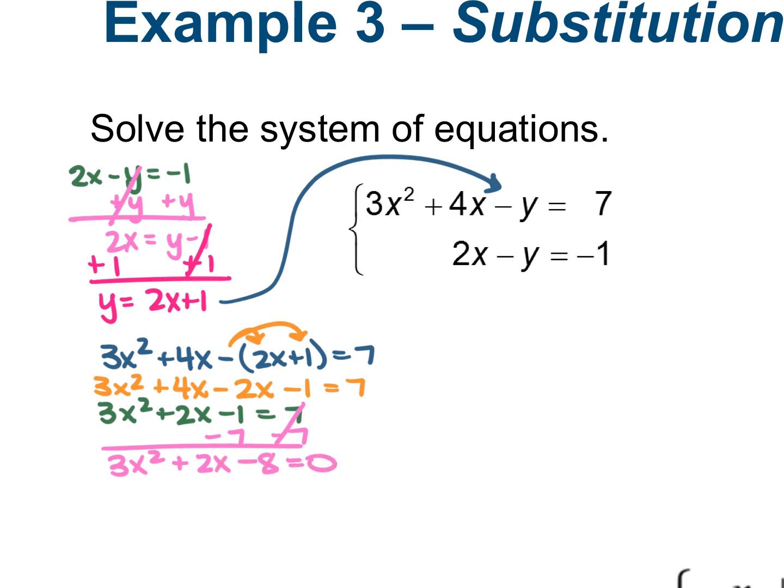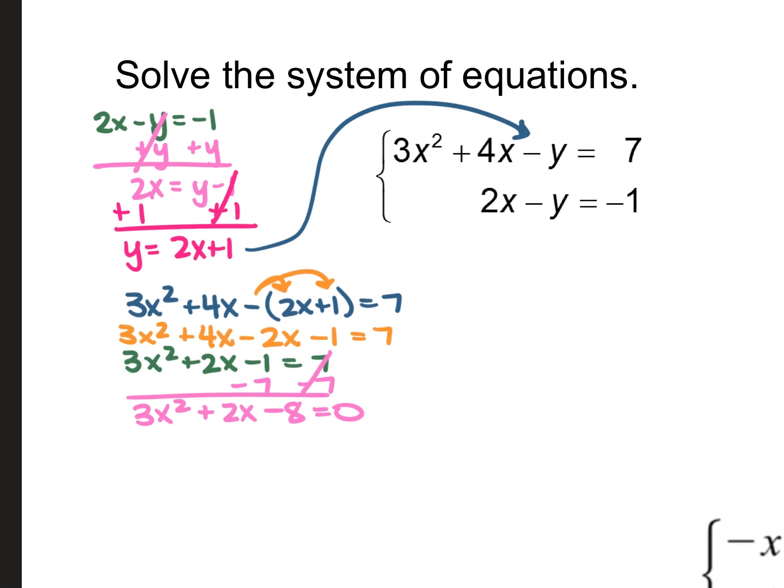You're going to factor this. Your 3 times negative 8 is negative 24. Your factors of negative 24 that add up to be positive 2 are 6 and negative 4. So we're going to rewrite this as 3x squared plus 6x, or sorry, minus 4x, minus 8 is equal to 0.